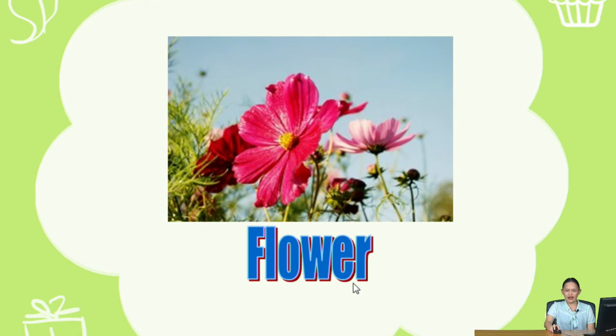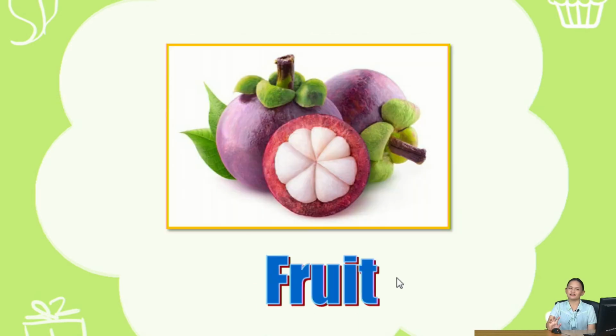F-L-O-W-E-R. Flower. So flower is a part of a tree. And if we have trees that produce fruit, we can see that is a fruit. This is an example of a fruit. So fruit is a part of a flower.